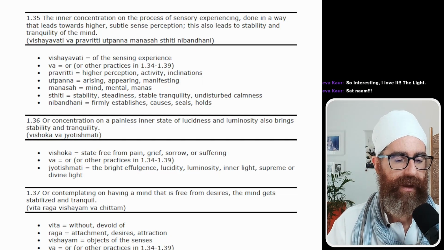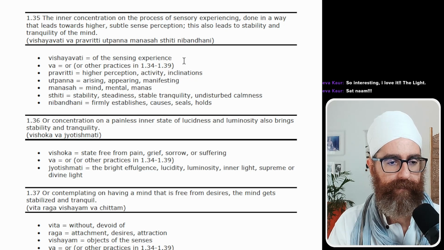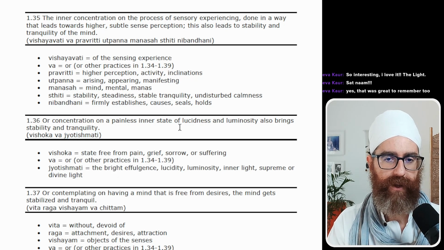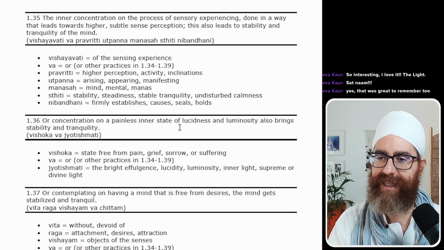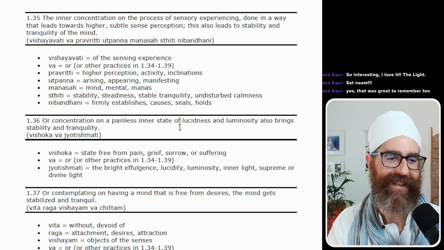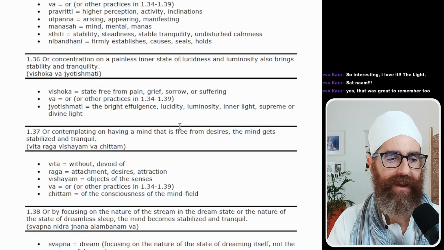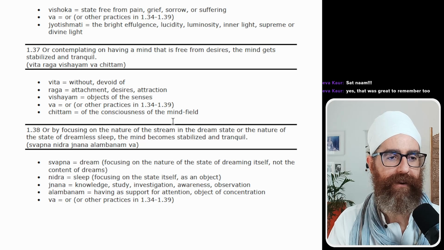So I think Patanjali is kind of referring to both things. Probably this inner light, this Jyotishmati, but also the light of the soul, the light of consciousness. Yes, that was great to remember too. Yes, excellent. All right, so let's carry on.